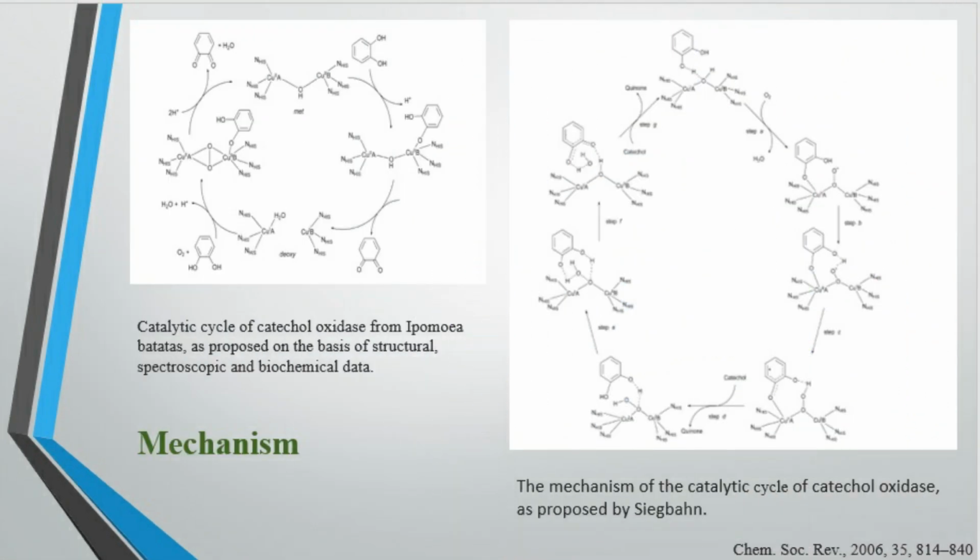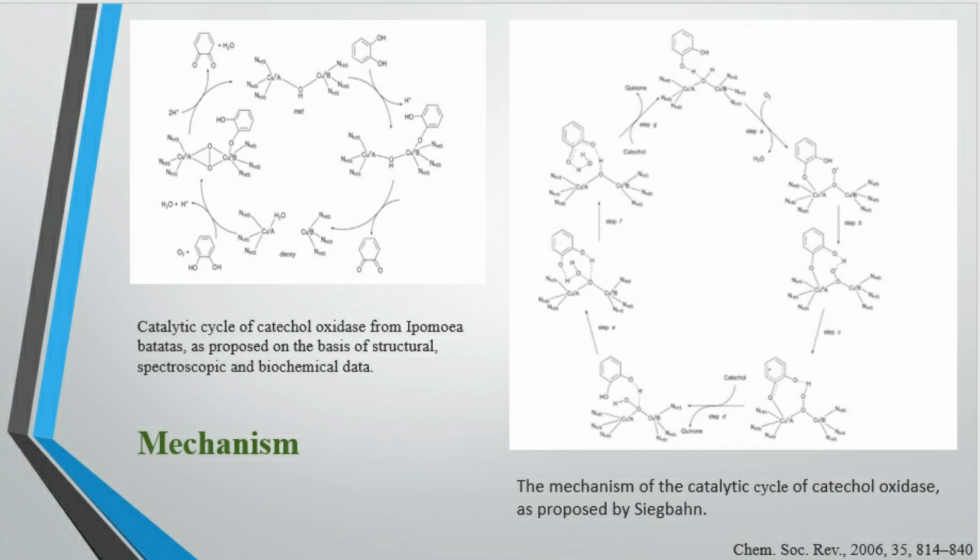Now the mechanism. Two mechanisms are proposed. First, the Krebs mechanism and another, the Siegbahn mechanism. Both mechanisms suggest phenol is converted to the corresponding quinone derivative, but one difference therein: the Krebs mechanism starts with the oxyform of the copper core, whereas the Siegbahn mechanism starts with the deoxyform of the dinuclear copper core. First, we explain the Krebs mechanism.